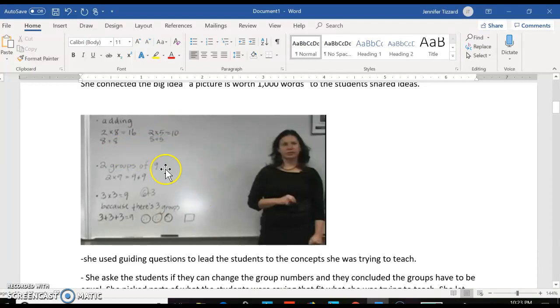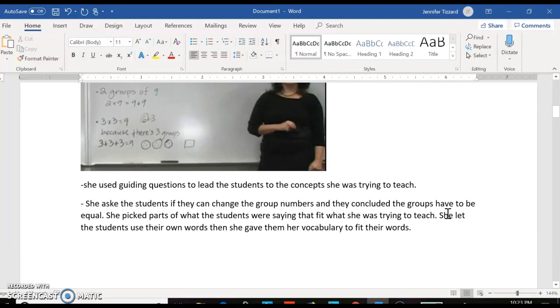Groups of 9. And then when she got down to this part, she said because there's 3 groups, so then she connected it by doing a drawing. This is what she wanted them to understand, that you could do a drawing to go with those explanations. She used guided questions to lead the students to concepts she was trying to teach.